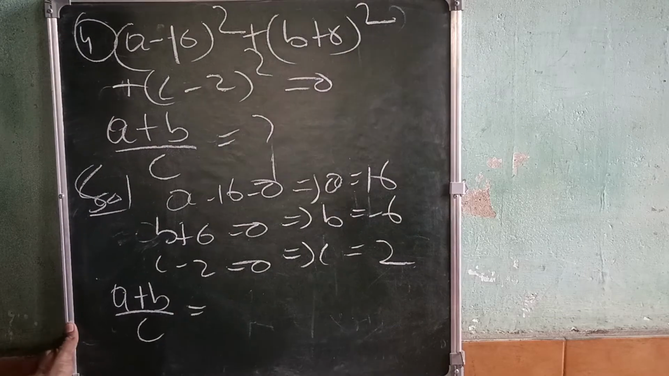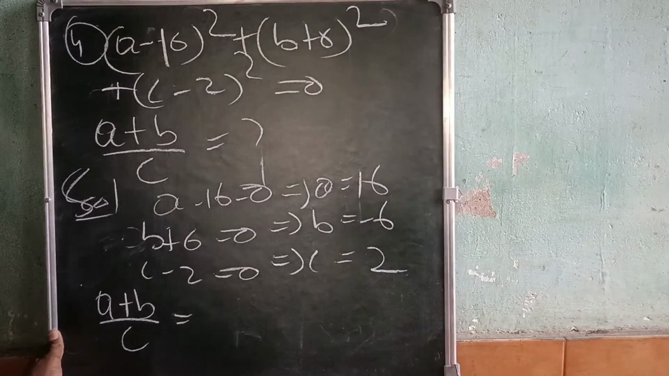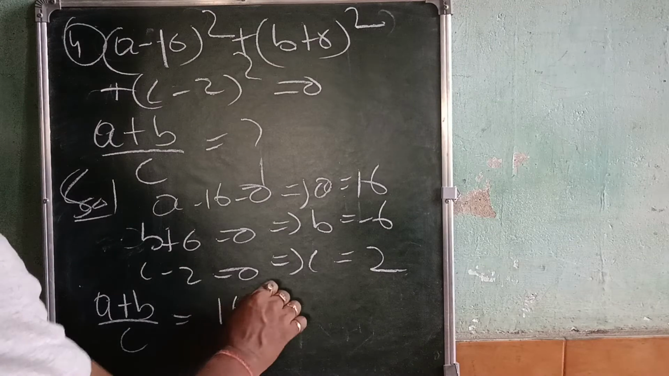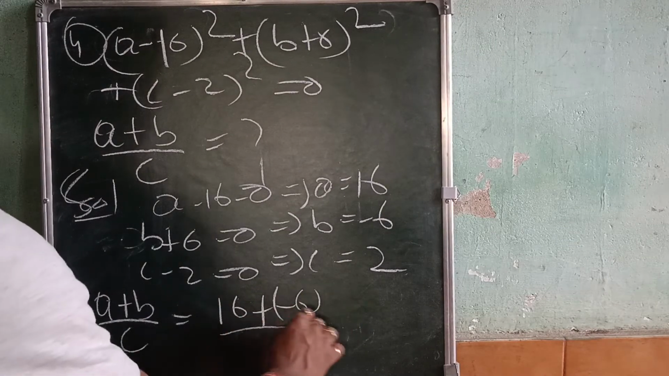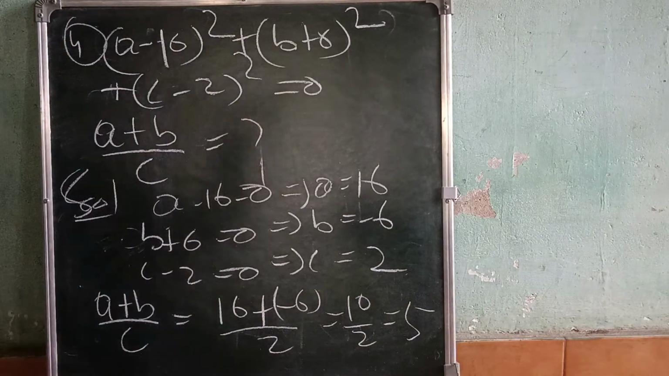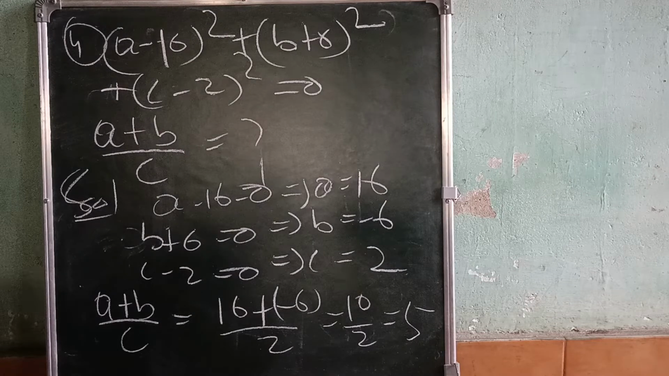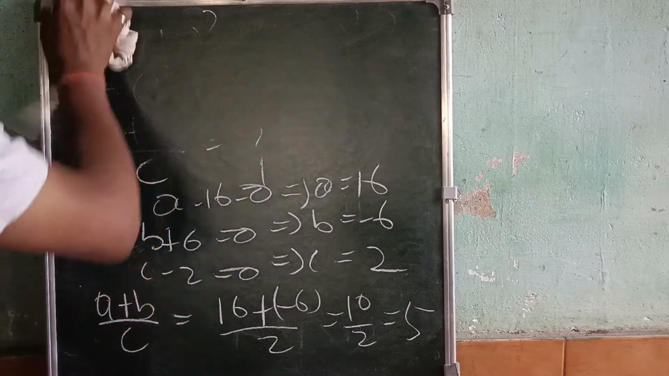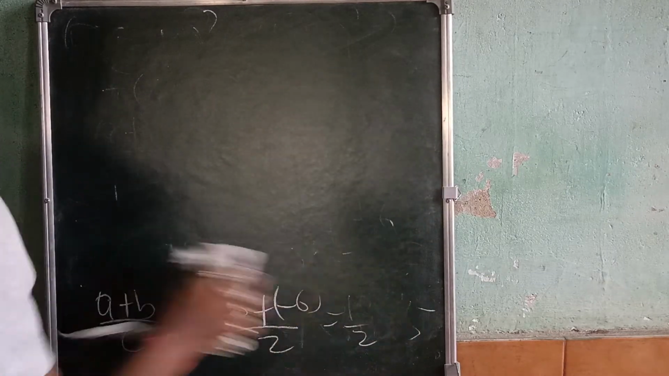When you have to find out (a plus b) by c, that means a is 16 plus b, minus 6, by 2, that means 10 by 2, that means 5. So the answer is 5, right? Very simple answer. We just put the value. Then come to question number 5. Another question in the algebraic part, an algebraic trick.